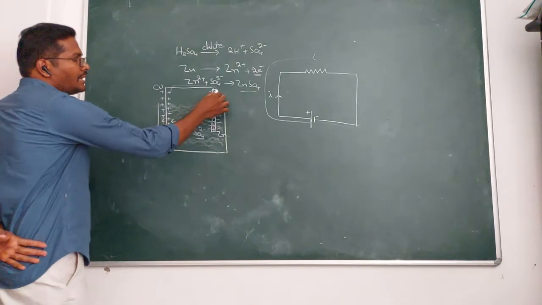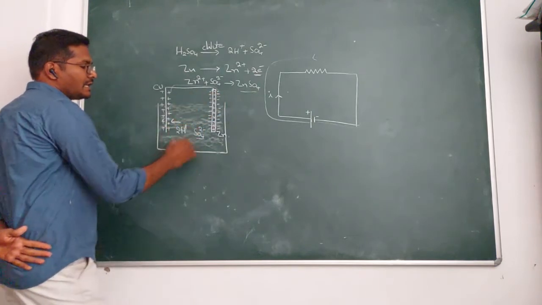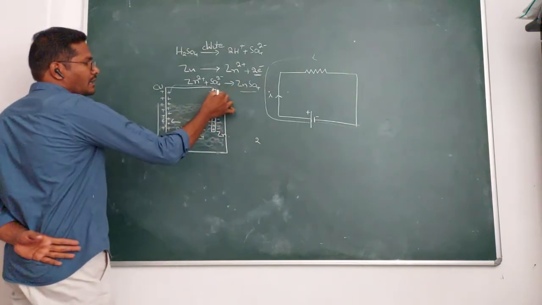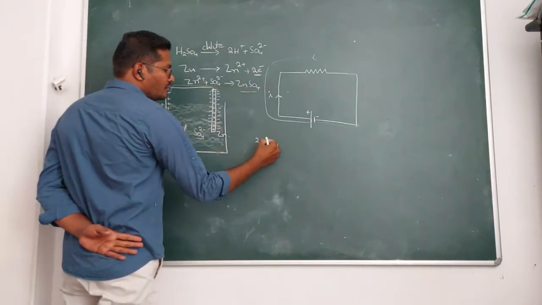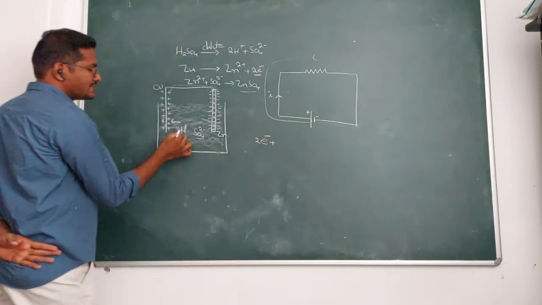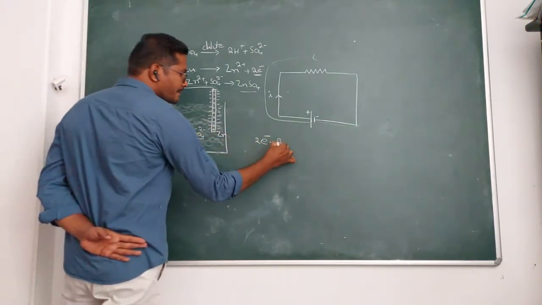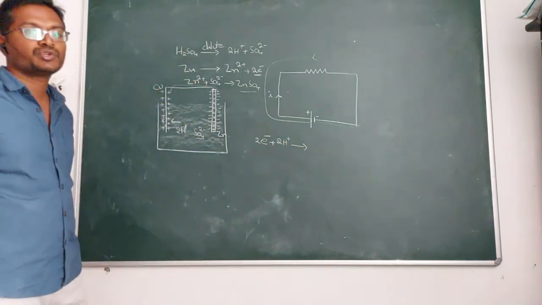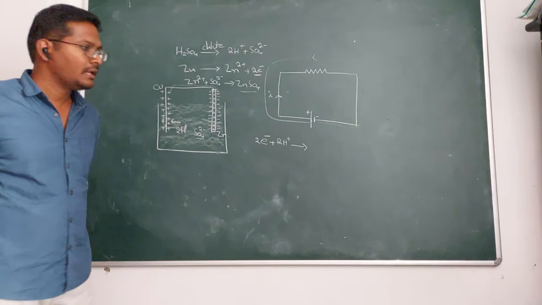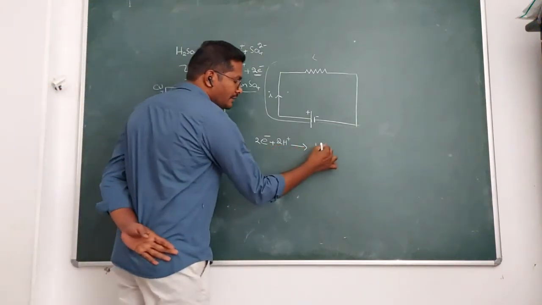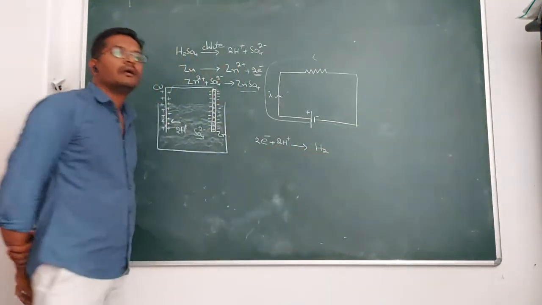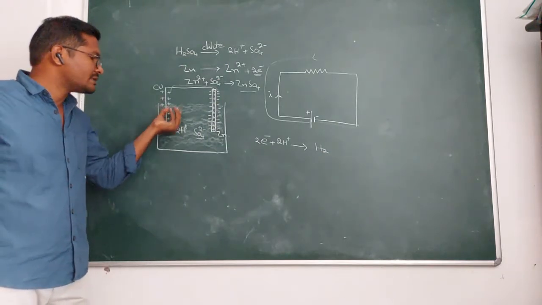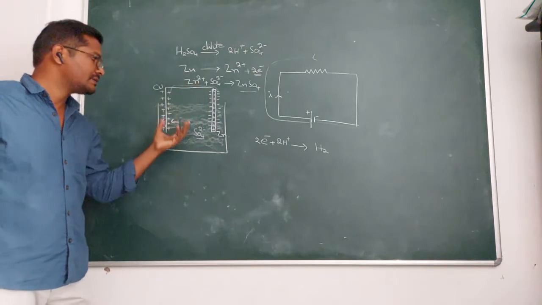So the electrons mix with H+. Here two electrons are moved from this one, and those two electrons mix with two H+ ions. Then you will get H2. Now this H+ ion becomes H2 gas, and you will get H2 gas bubbles inside the liquid.